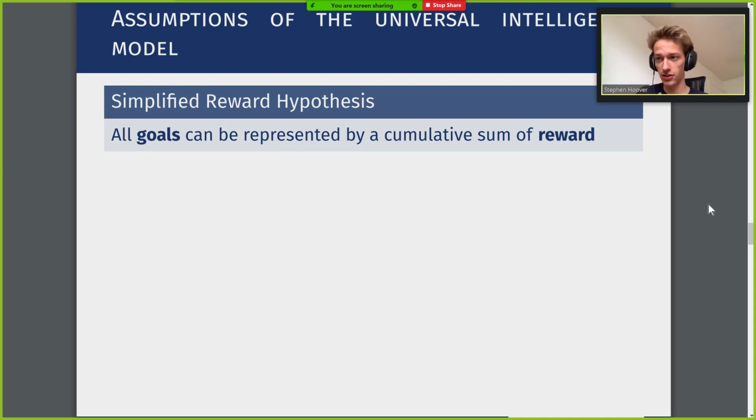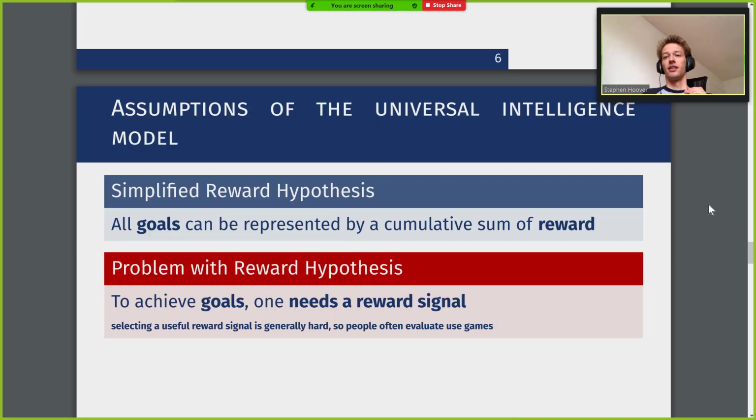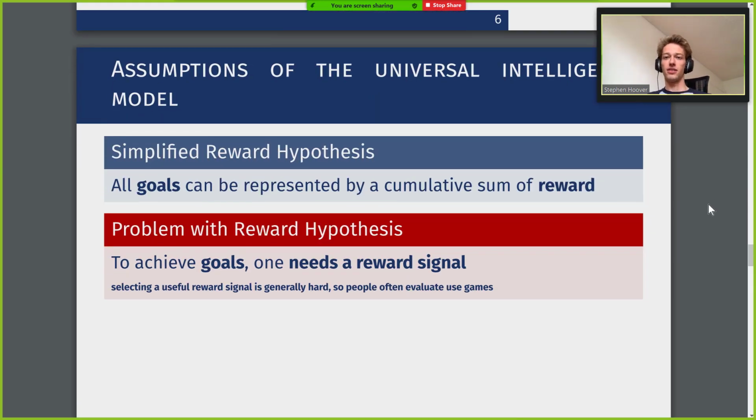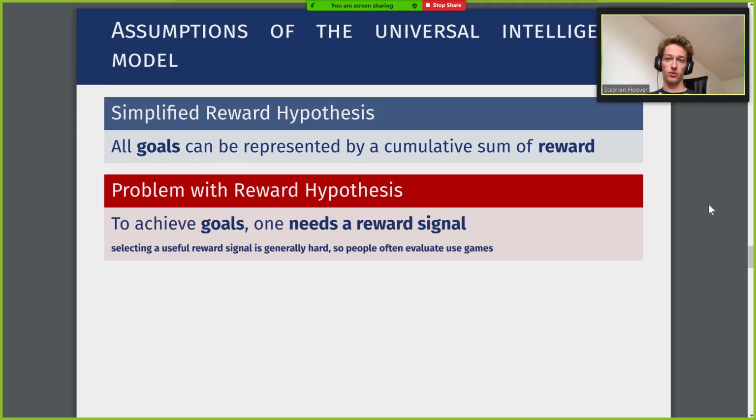Now, you can go to the next slide. The idea is that you can do any goal with a reward, but that introduces a really big problem. To achieve goals, one needs a reward signal. There's two papers by DeepMind that I don't think people are familiar with. One is Scikit-Lab, and the other one I don't have the name of.